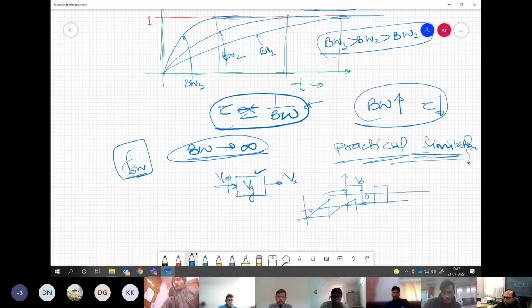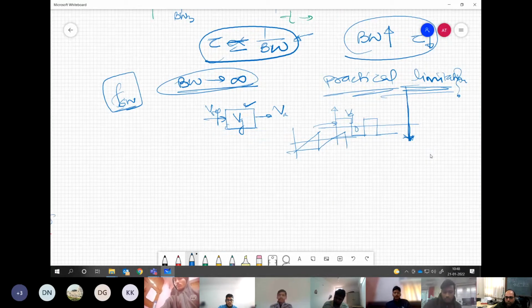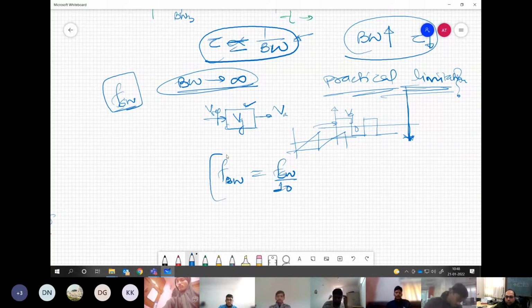Understanding my point? These concepts will take some time unless you do it yourself and think a little bit more. If I tell everything, it wouldn't make any sense. But as a thumb rule, the bandwidth you can take simply as 1/10 of the switching frequency. We will discuss why during later sections of this course.